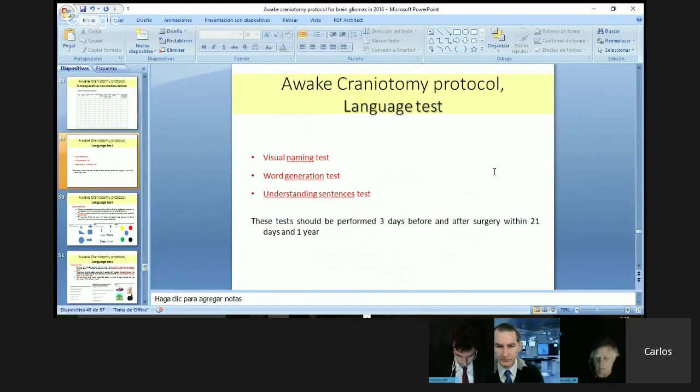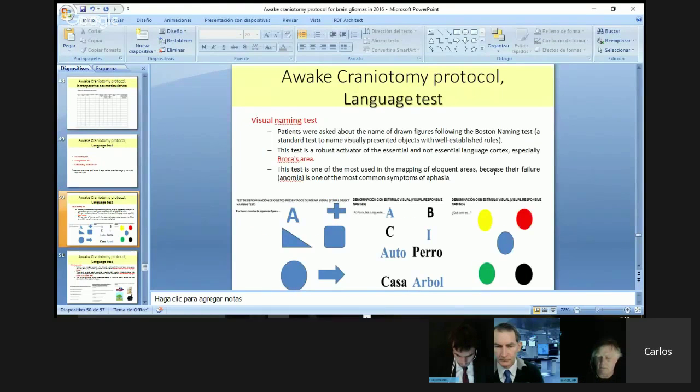So we have a language test: a visual naming test, a word generation test, and a sentence comprehension test. This test should be performed 3 days before surgery, and after surgery within 21 days and at 1 year. During the visual naming test, patients were asked to name drawn pictures following the Boston naming test, a standard test to name visually presented objects with well-established rules.